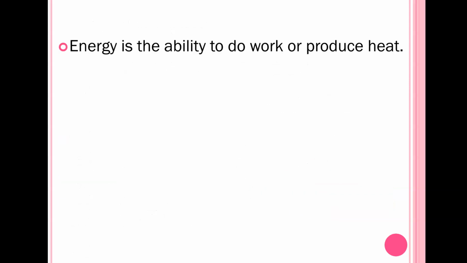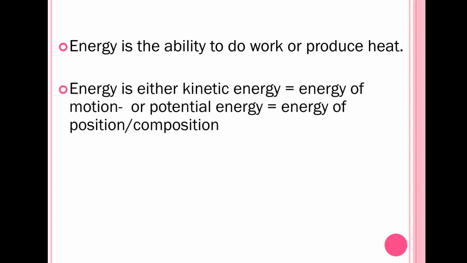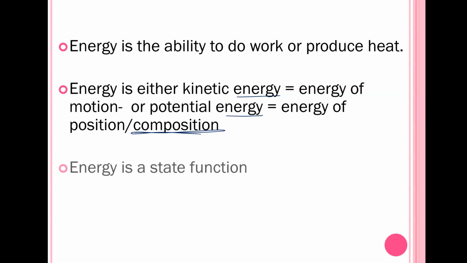So energy is the ability to do work, produce heat. In this case, we're talking primarily heat. If you take physics, it's work. Energy is one of two kinds. It's either kinetic energy, which is energy of motion. We've already talked about that a great deal. Or potential energy, energy of position and composition. So an example of composition would be methane. Because of its structure, when it reacts with oxygen, it produces carbon dioxide and water, and it's got energy built into its structure that it releases when it turns into carbon dioxide and water.